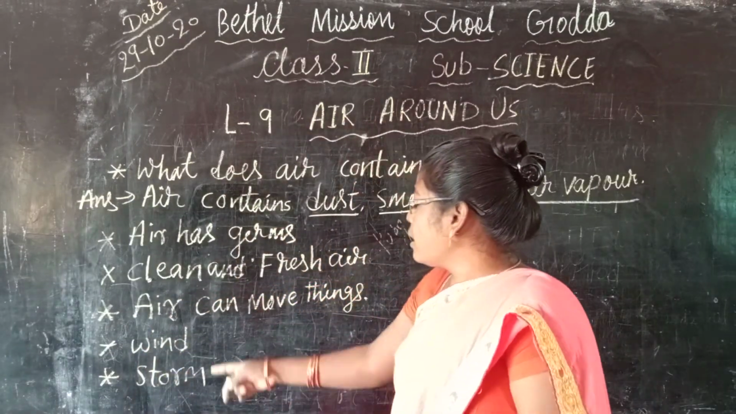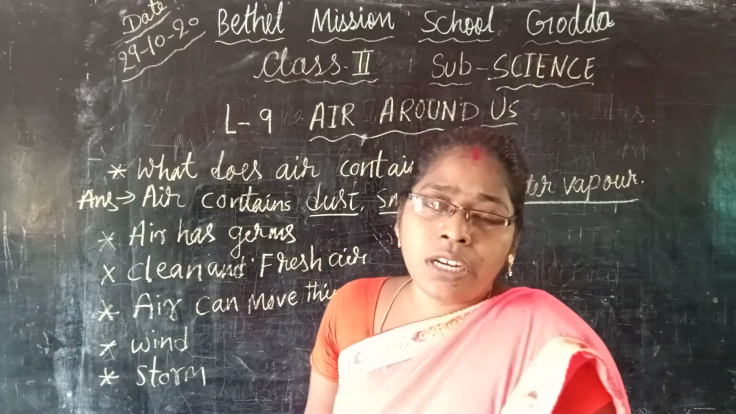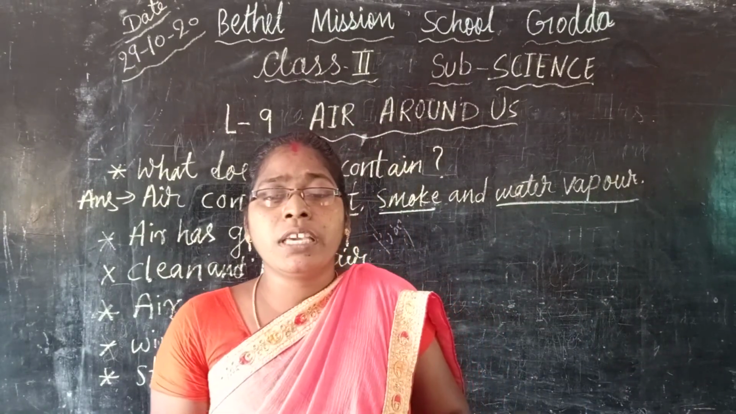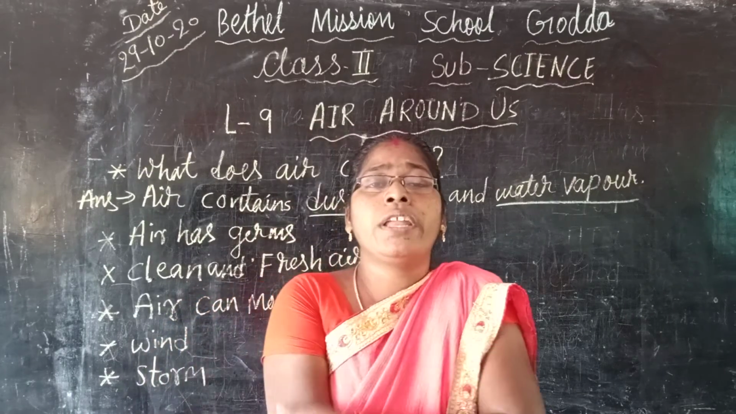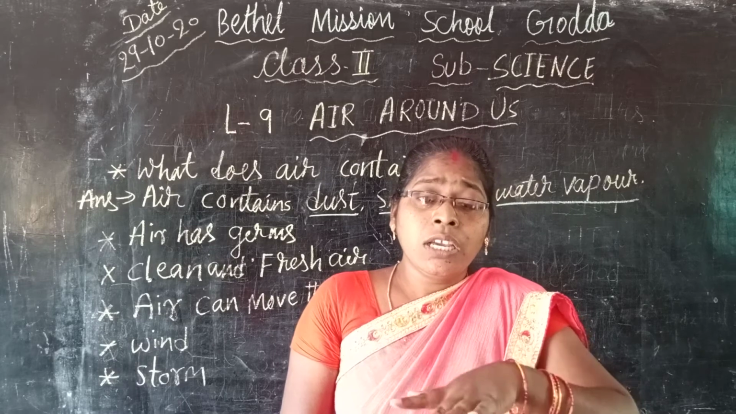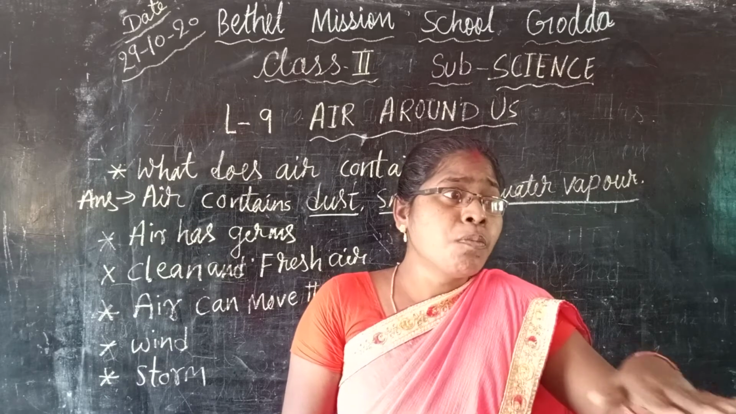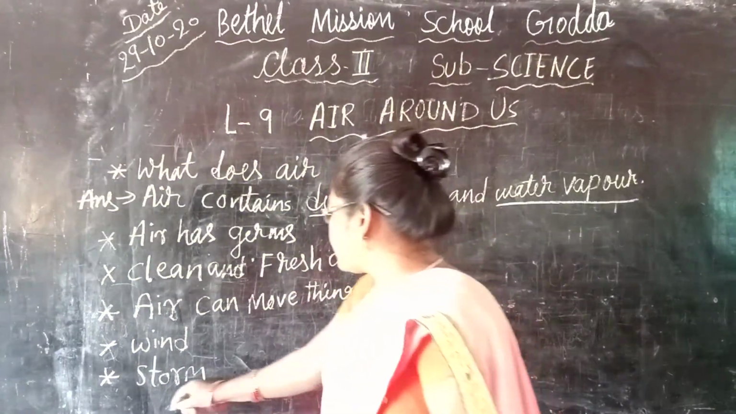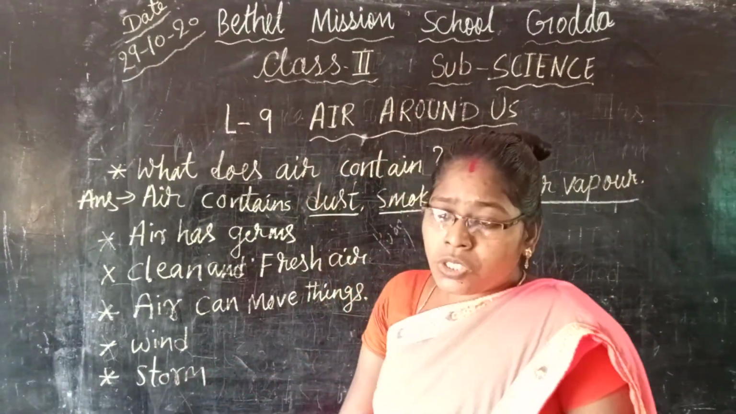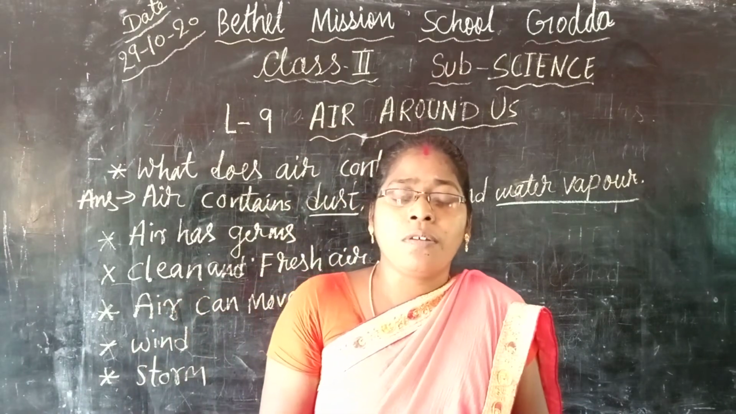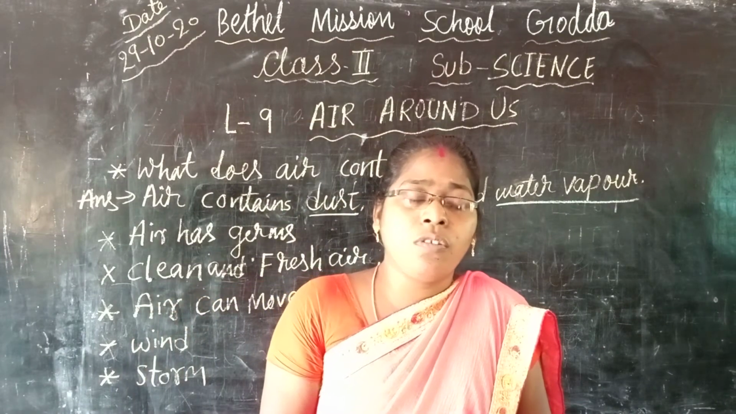So now we will see wind. What is wind? Moving air is called wind. When wind blows smoothly, that is called wind. Now next is storm. Very fast moving air is called storm.